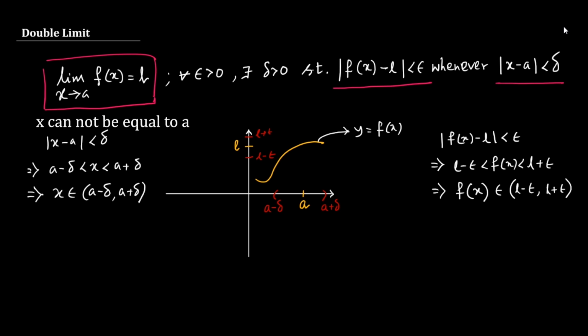Now, a particular point to note. Since a lies in the real line, x can approach a only from two directions, either from the right hand side or from the left hand side.